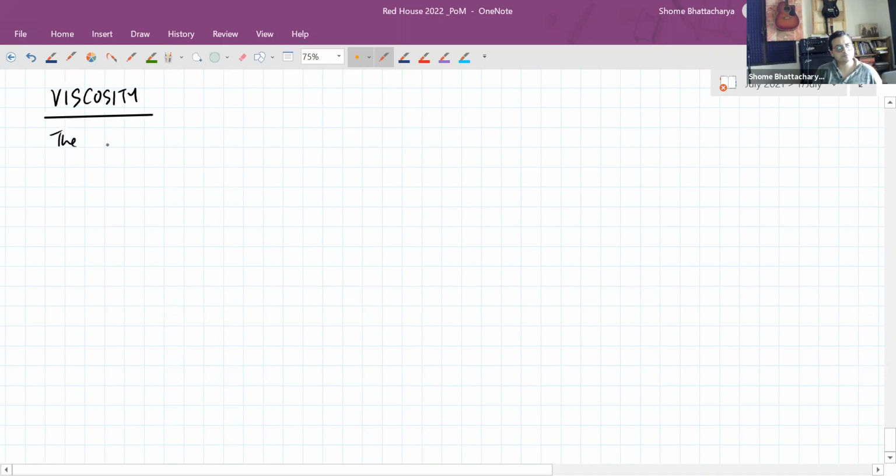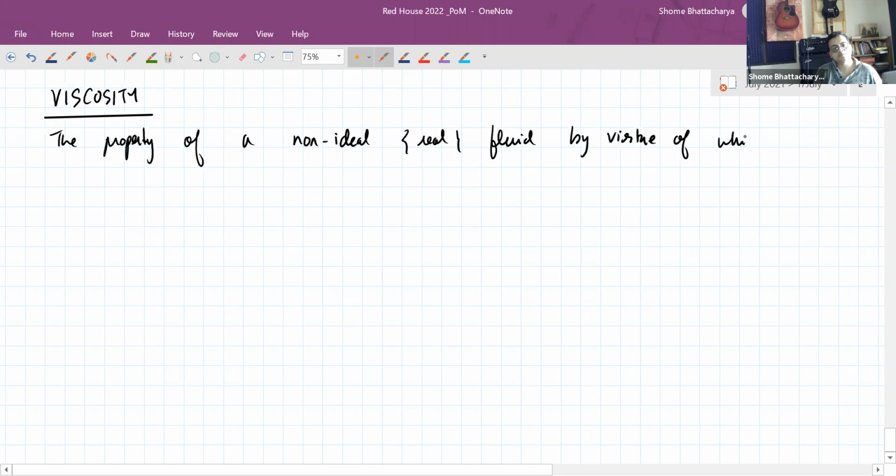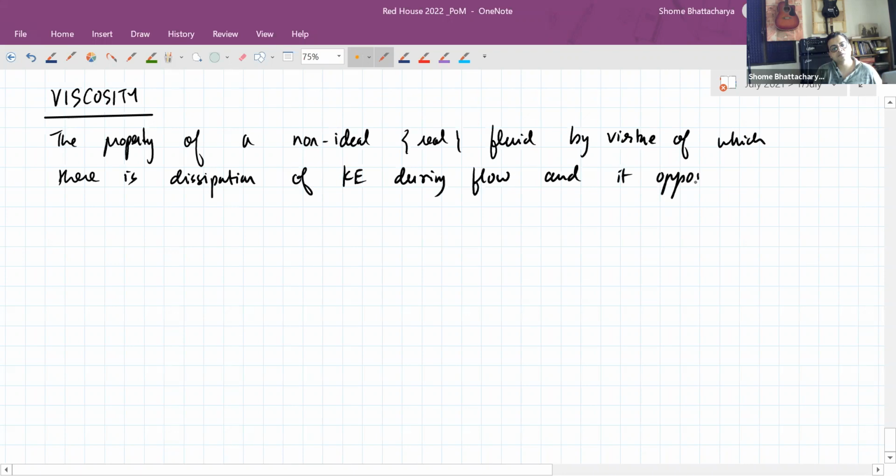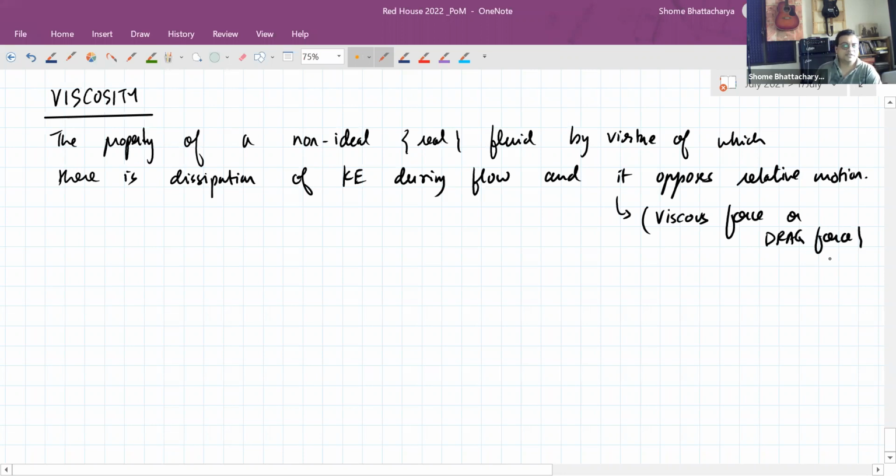So viscosity is the property of a non-ideal, real fluid by virtue of which there is dissipation of kinetic energy during flow and it opposes relative motion. What we mean by it opposes is that the viscous force, or it can even be called drag force, is a dissipative, non-conservative kind of force, which brings it in the category of kinetic friction.